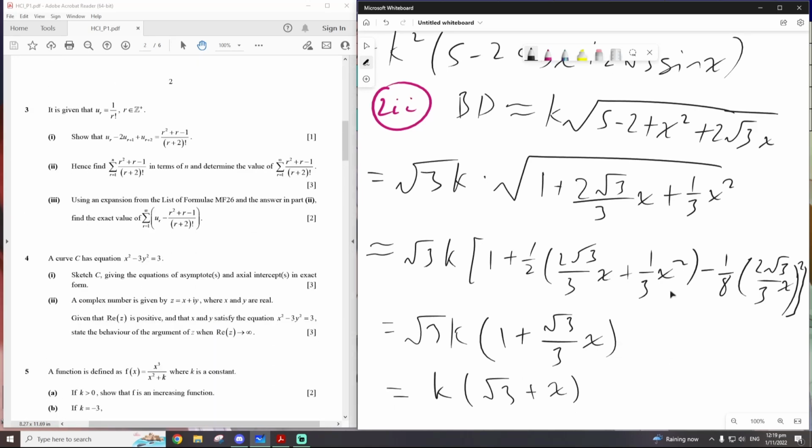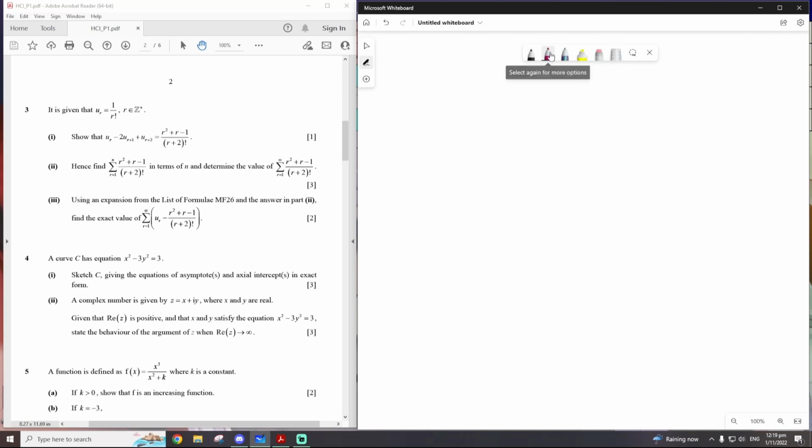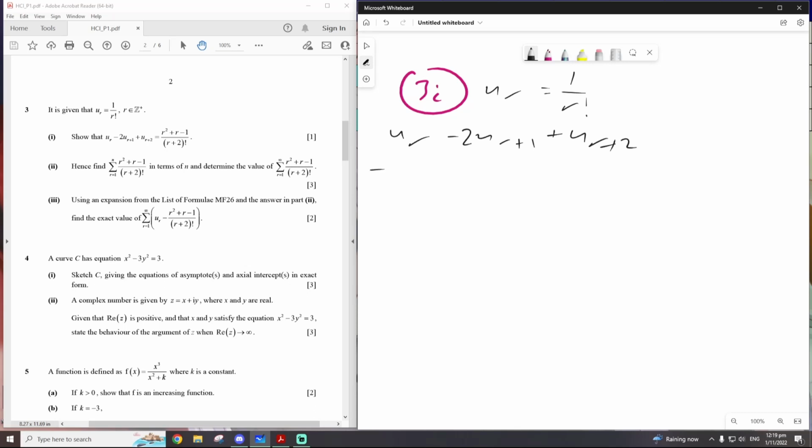Okay, sequence and series. I think this is the method of difference one. Okay, so we have UR defined by 1 over R factorial. For the first part, I don't expect many people to have issues with the first part. UR minus 2 UR plus 1 plus UR plus 2. This is just a bit of algebra work here. So let's see what we get.